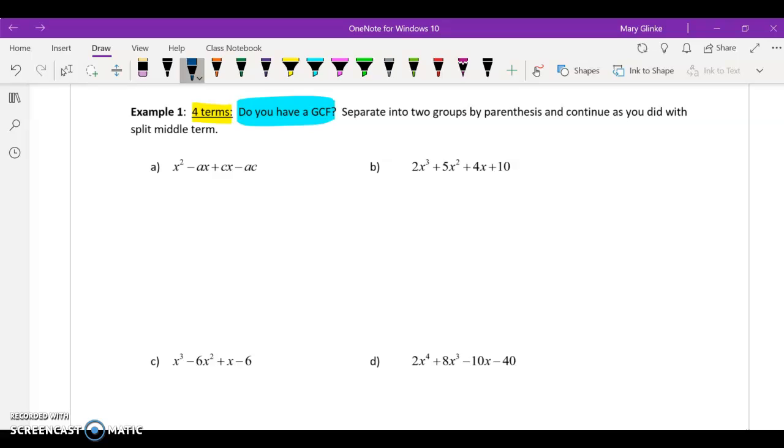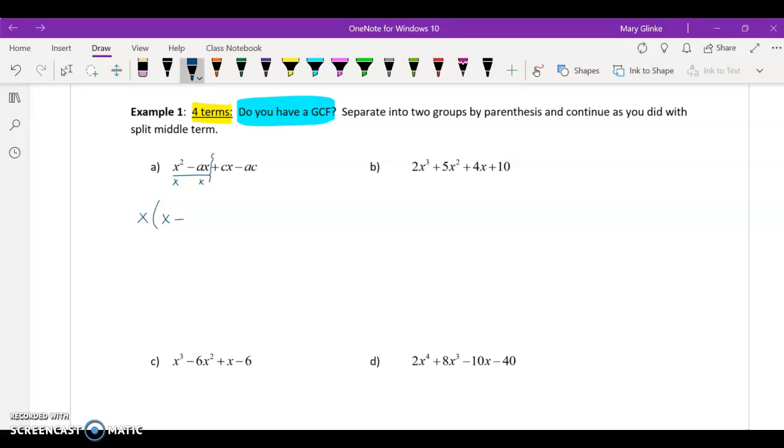Okay, so looking at this one, notice that A is set up here. There are 4 terms. There are no GCFs. So what we're going to do is split this in half. And at this point, it should look familiar because this is how we do split middle term. We actually already use factoring by grouping. So what do the first 2 terms have in common? They have an x. So we're going to divide an x out of each of those.